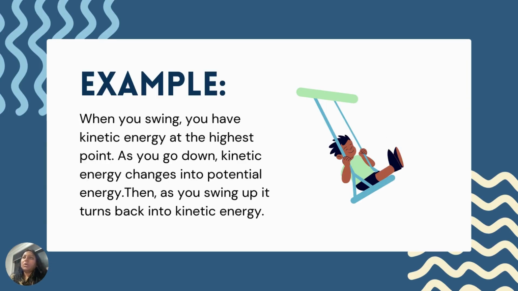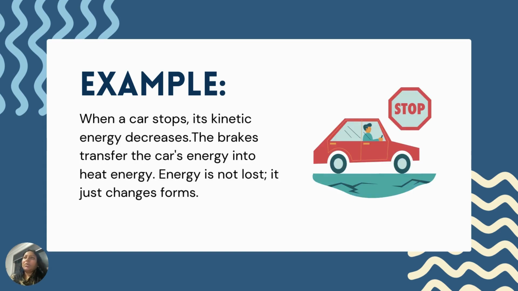Now, when you swing, you have potential energy at the highest point. As you go down, potential energy changes into kinetic energy. That's why mechanical energy is the sum of kinetic energy and potential energy. There's another example. When a car stops, its kinetic energy decreases. The brakes transfer the energy into heat energy. Energy is not lost, it just changes its forms.